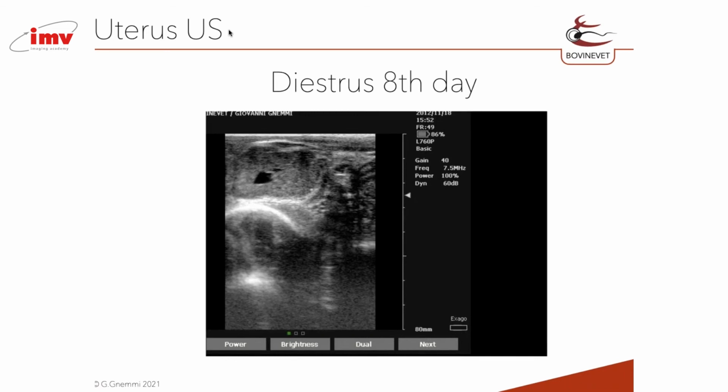cycle. And you see that progesterone is dominant in this phase, and myometrium and endometrium have similar thickness and similar echogenicity. Estrus at day 8 is the best moment to work with prostaglandin, because we have a totally lutealized corpus luteum, with a prostaglandin response in 70-75% up to 90% of the cases.